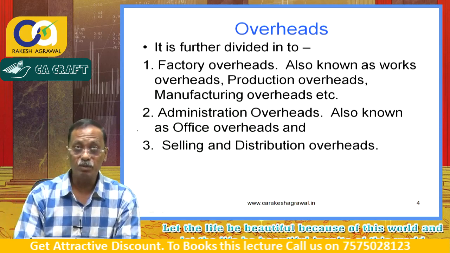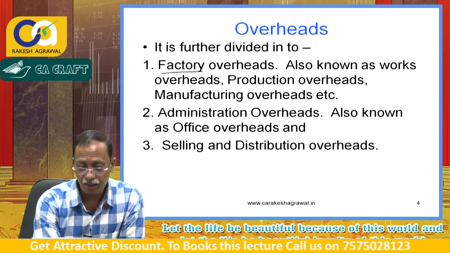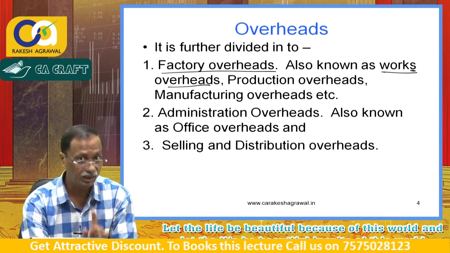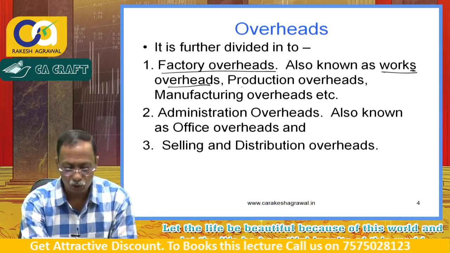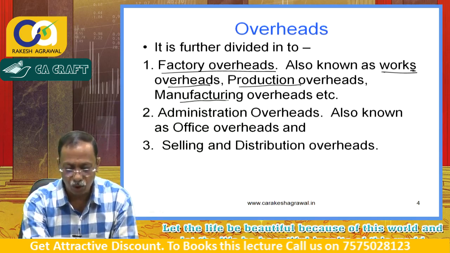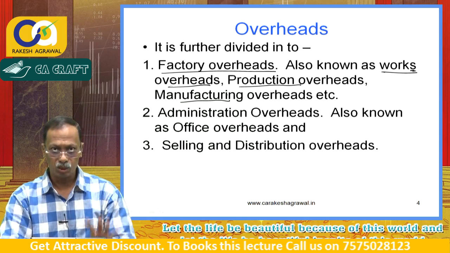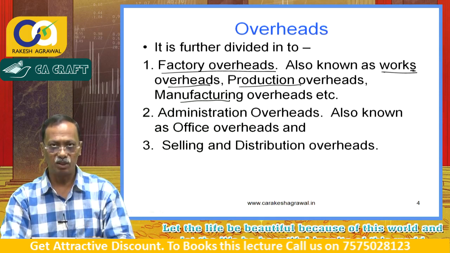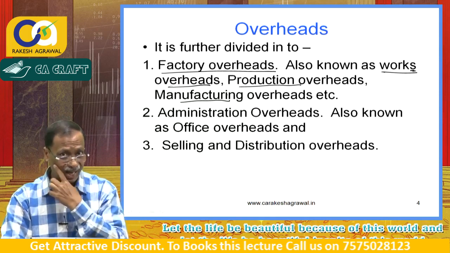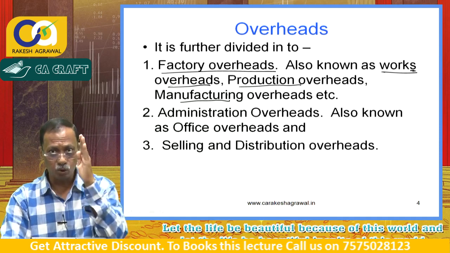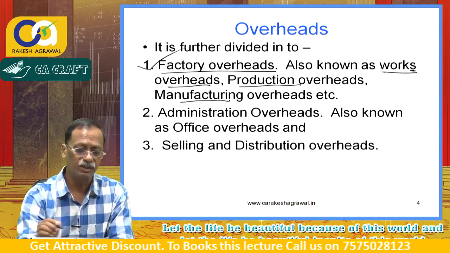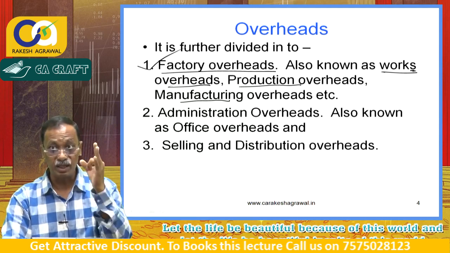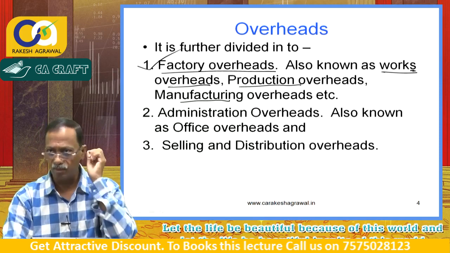Now there are multiple words used for factory overheads. Factory overheads is also known as works overheads. Please remember it is works, not just work, works overheads. Also called as production overheads, also called as manufacturing overheads. So there are total four names: factory overheads, works overheads, production overheads, manufacturing overheads. All mean one and the same, right? All these are indirect cost. But when indirect cost is related to manufacturing activity, we call it as factory overheads. Indirect cost means either indirect material or indirect labor or indirect expenses incurred for manufacturing activity is called factory overheads.